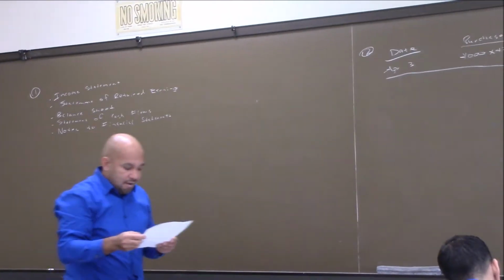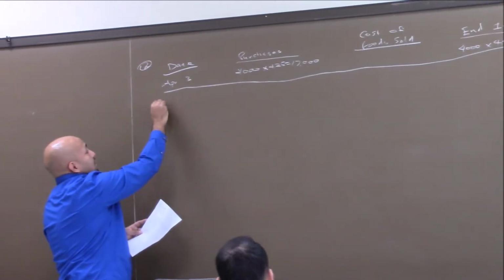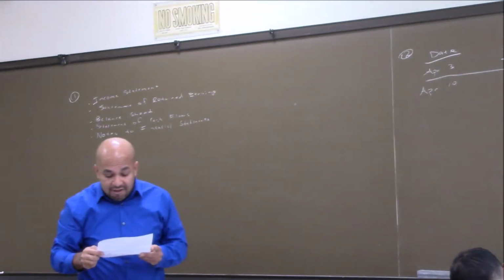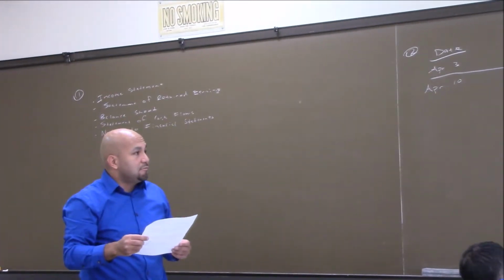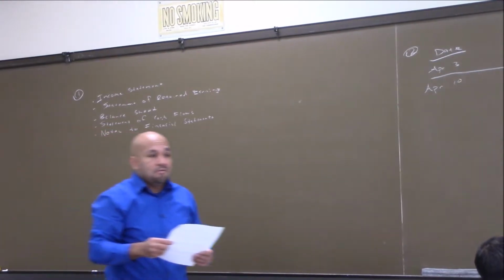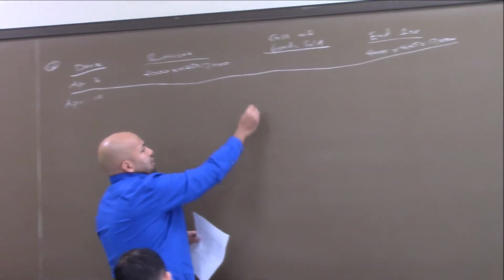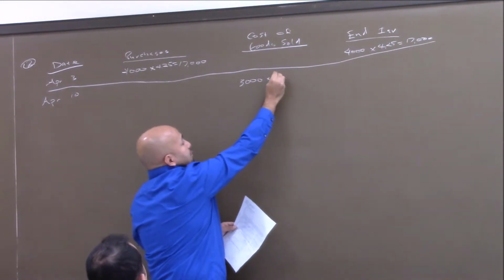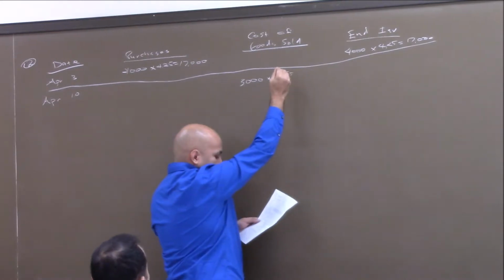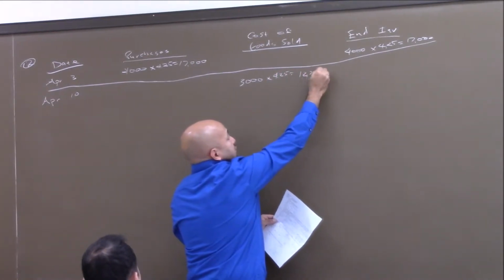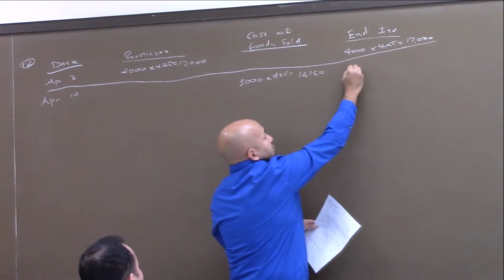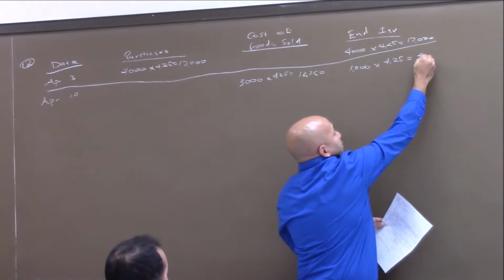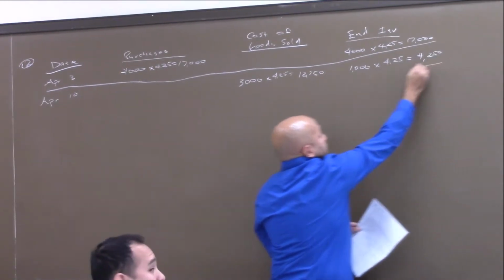Second activity, April 10th, they sold 3,000 units. What is the cost? $4.25. In this case, regardless of the method we use, it's still going to be the same. There's only one layer, so it's 3,000 times 4.25 equals 12,750. Ending layer, we have 1,000 at 4.25. That equals 4,250.